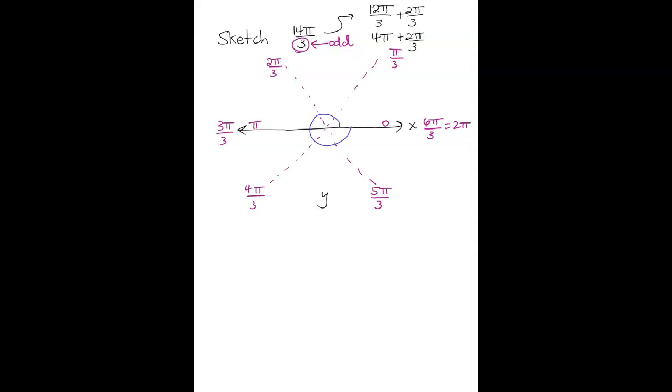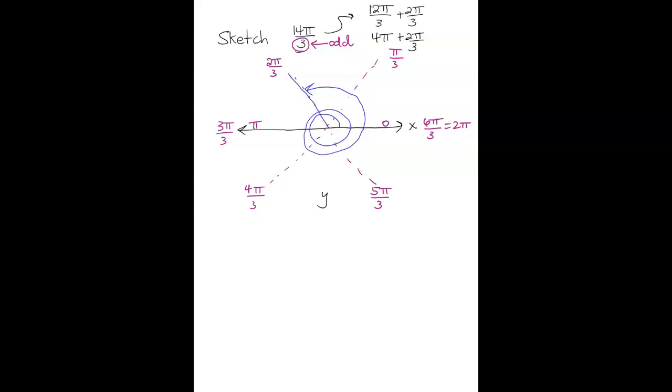I would go all the way around to 2 pi. I would go all the way around again to 4 pi. And then I would go an additional 2 pi over 3, landing there. And there is what my angle looks like. If you want to put the y-axis back in now, you could.